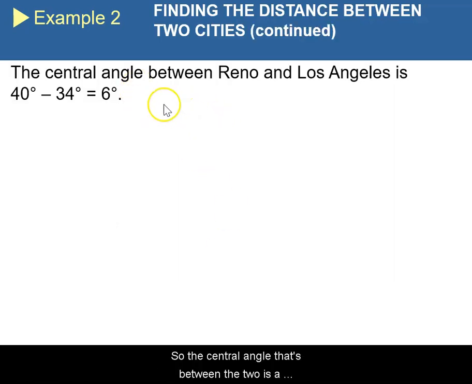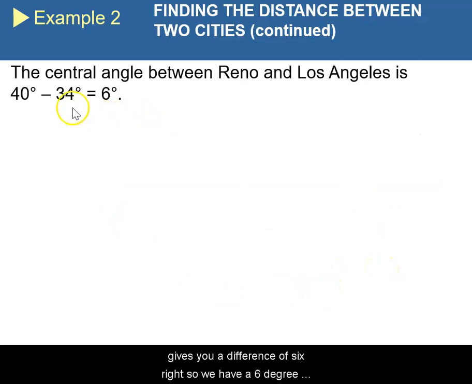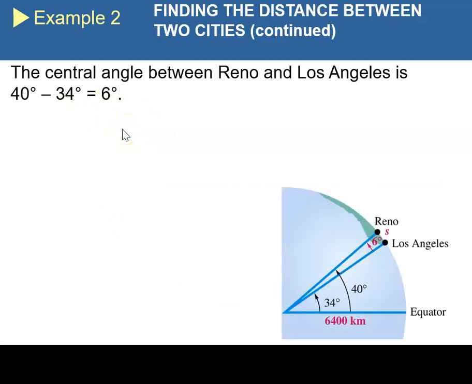So the central angle that's between the 2 is the difference between the 2, right? So from 40 to 34, that gives you a difference of 6, right? So we have a 6-degree difference in latitude. So if this is the equator, if this is Reno, if this is LA, we have a 6-degree difference between them. The angle measured between the equator and Reno is 40. The angle measured between the equator and LA is 34.